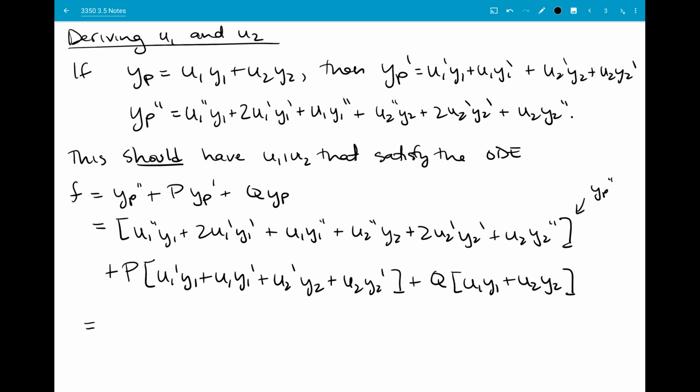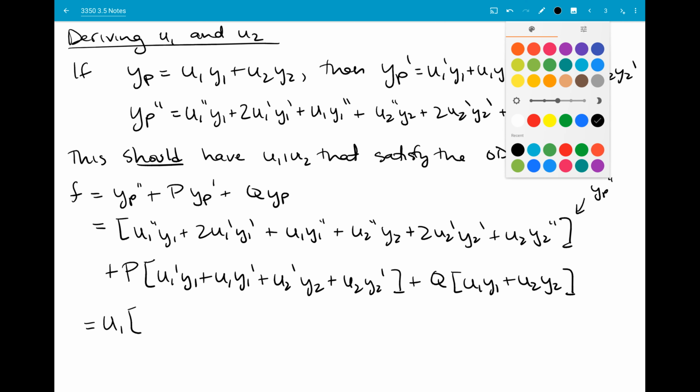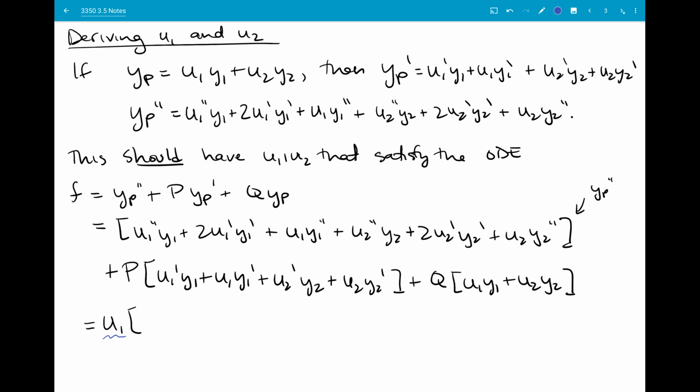And the way to do that is I'm going to pull out my things that are related to u1. Let's do like a squiggly line for those things. So here's a term attached to u1. Here's a term attached to u1. And here's a term attached to u1. So what I just found was y1 double prime times u1 plus p u1 times y1 prime plus q times y1 times u1, which is u1 times y1 double prime plus p y1 prime plus q times y1.